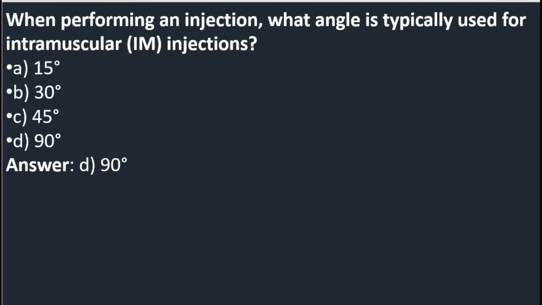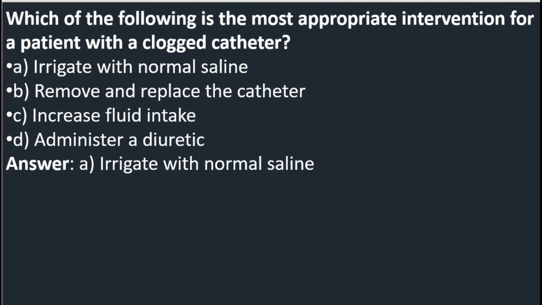Question 4. When performing an injection, what angle is typically used for intramuscular IM injections? Option A. 15 degrees. Option B. 30 degrees. Option C. 45 degrees. Option D. 90 degrees. Answer is D. 90 degrees.